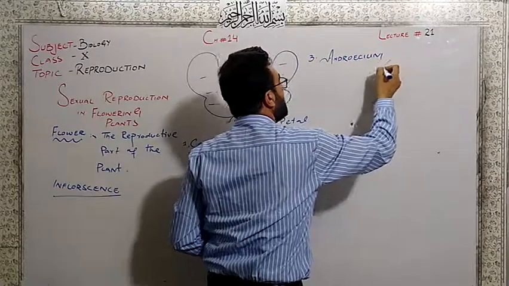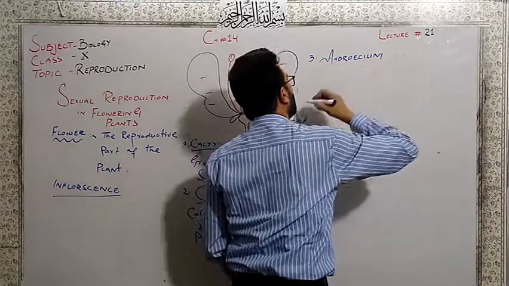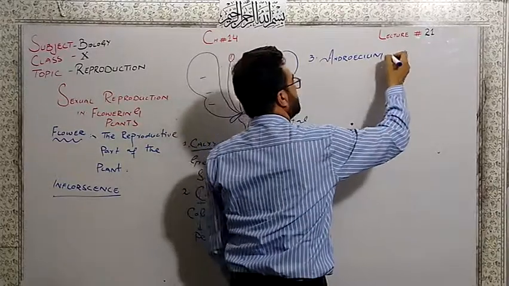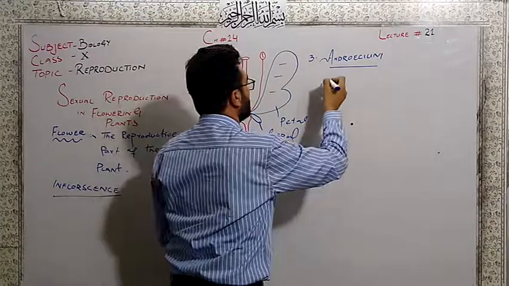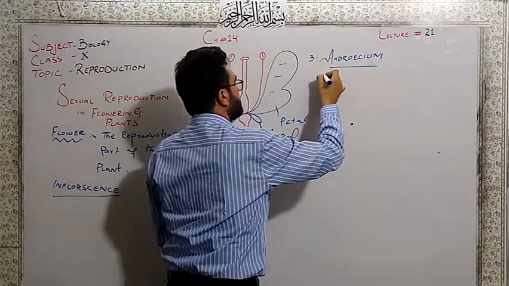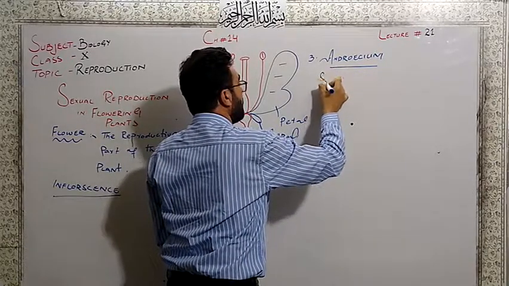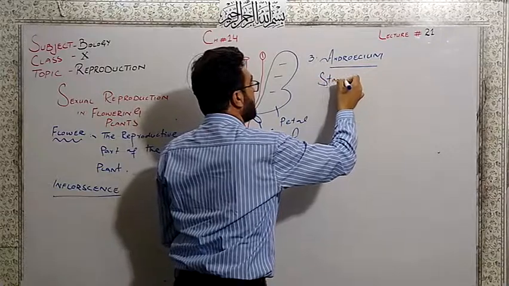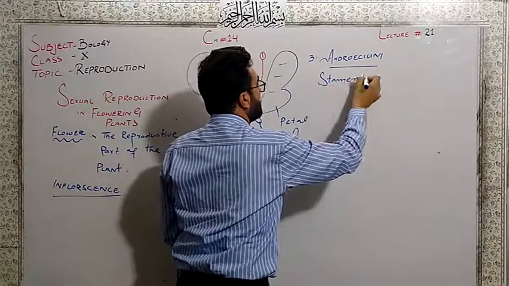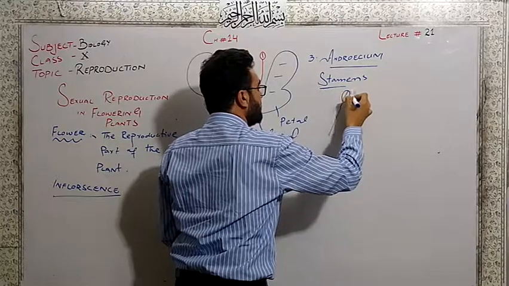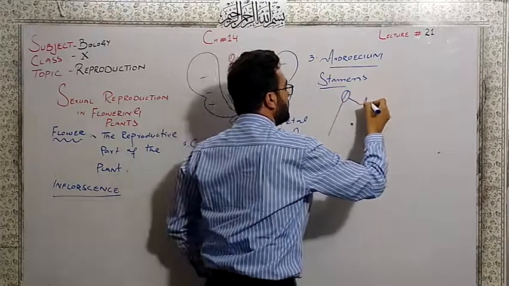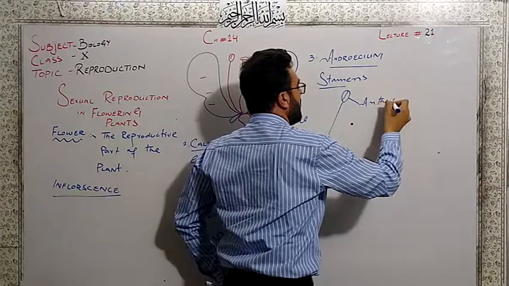This is called the male reproductive part of the flower. It consists of stamens, and each stamen consists of two parts, anther and filament.